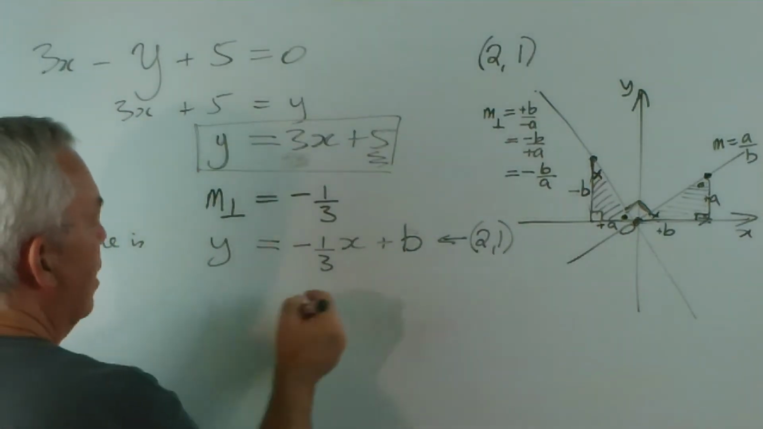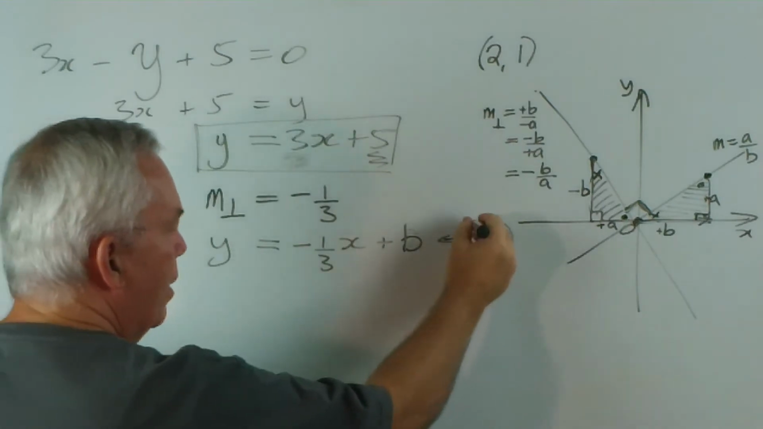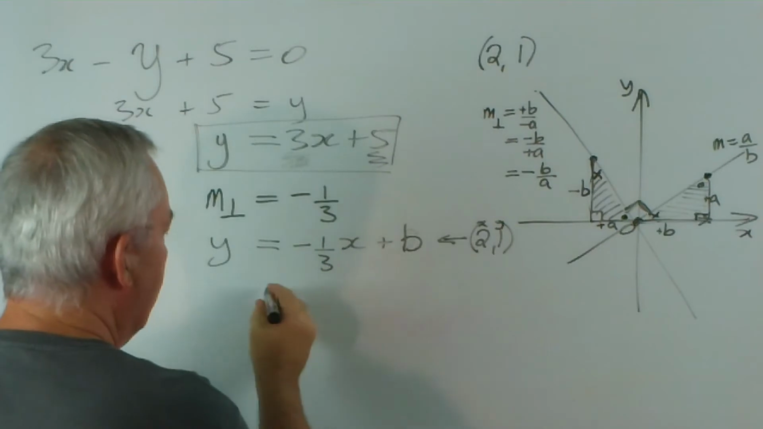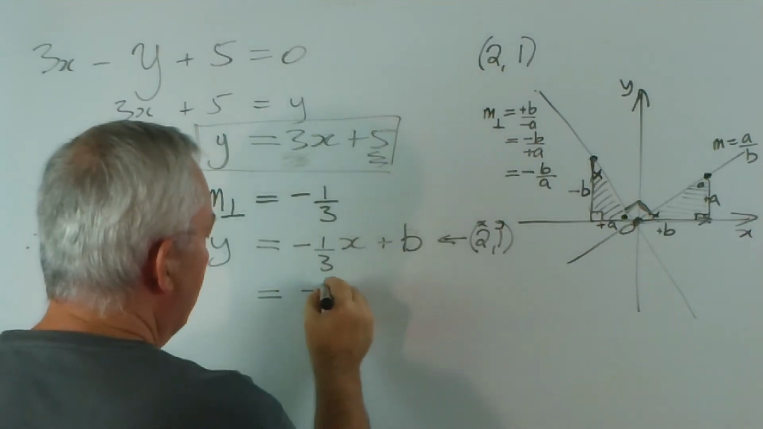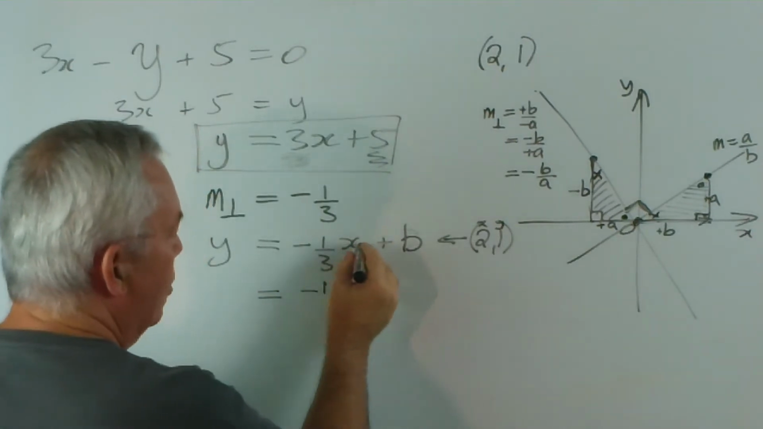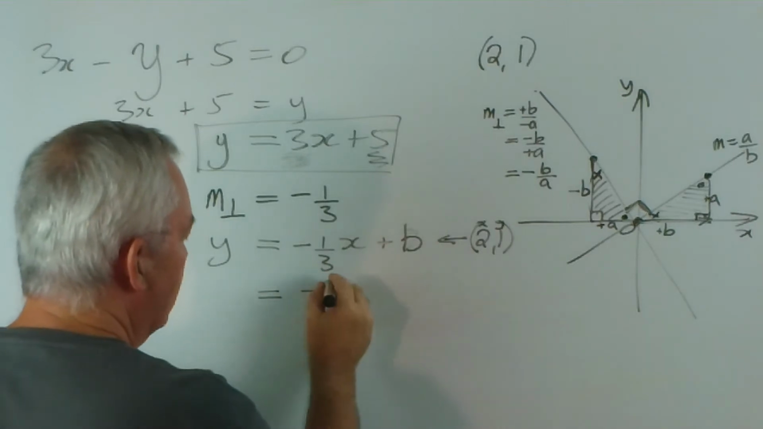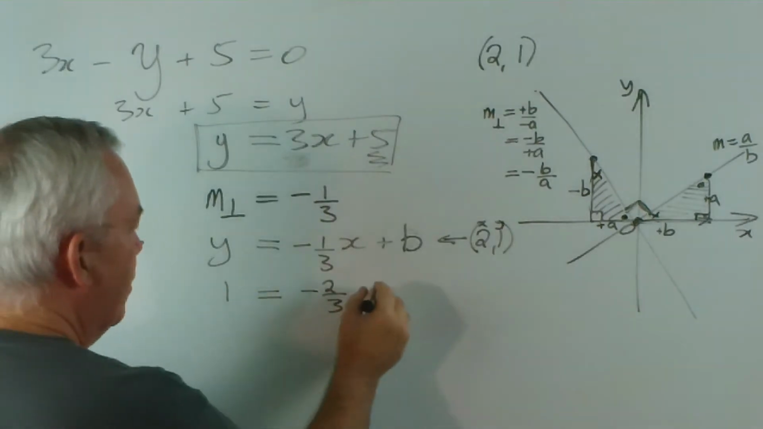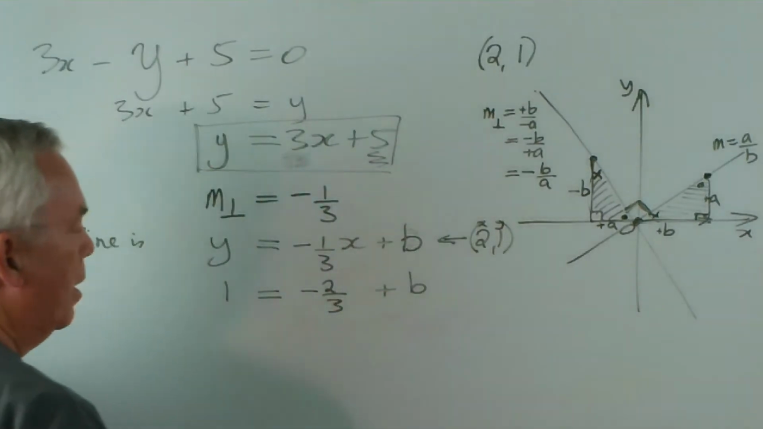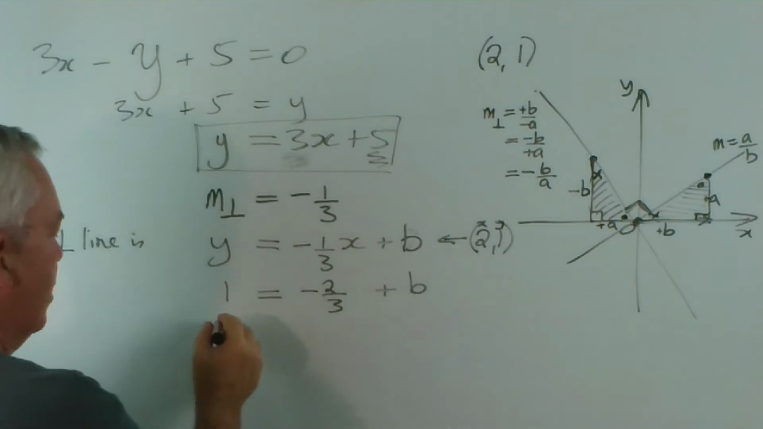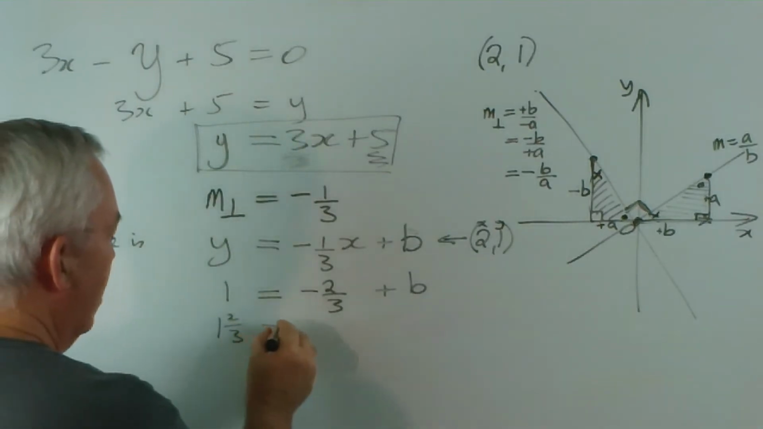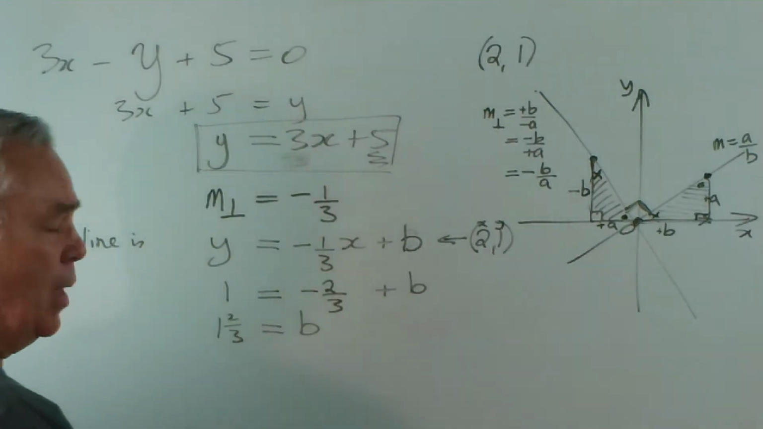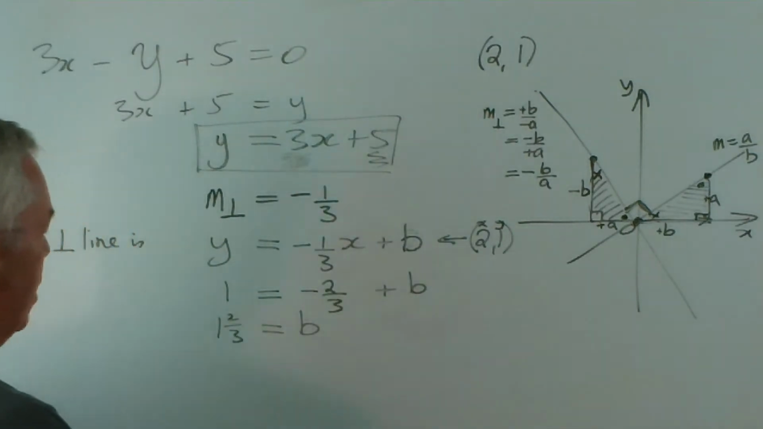Let's finish by substituting x and y. The x value is 2, so I'll put it here. Now you know that 1/3 times 2 is 2/3, so I'll spare you that. Put in y equals 1. And you can see that adding 2/3 to both sides would leave b on this side. So b is 1 2/3 or 5/3.